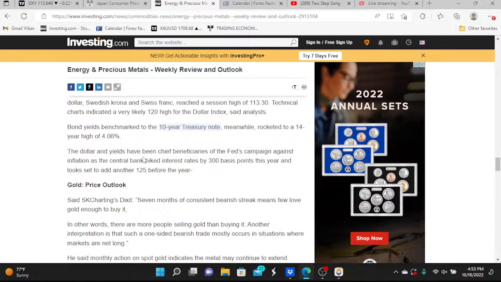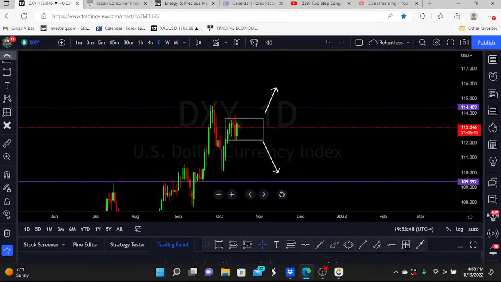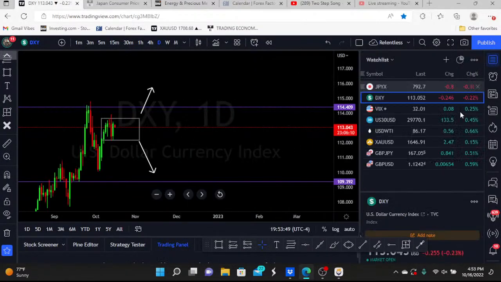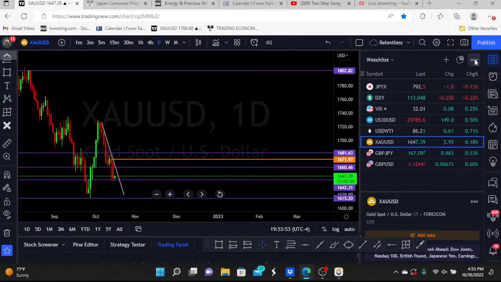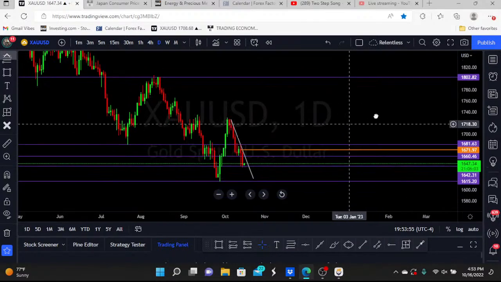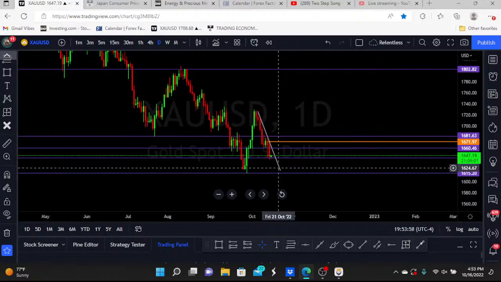Then we're gonna read this price outlook in a second, but the dollar and yields have been chief beneficiaries of the Fed's campaign against inflation, as the central bank hiked interest rates by 300 basis points this year and looks to add another 125 before the year end. I mean, that should even let you know the sentiment for this, which just means it has a high potential to go up. The sentiment for this is to continue to find an order block and break below the order block low.